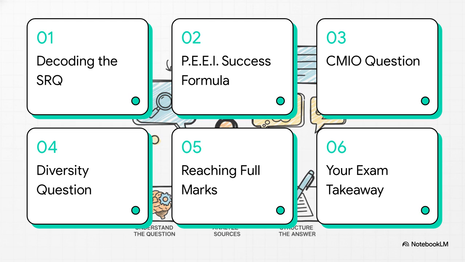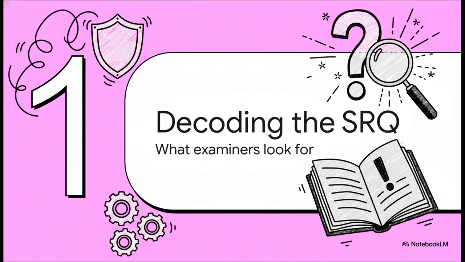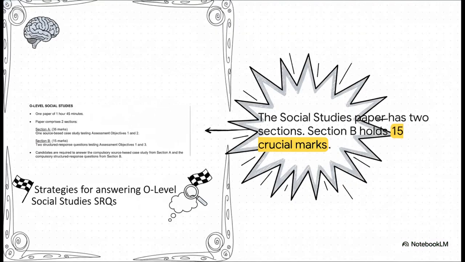Let's do it. First things first, before you can win any game, you've got to know the rules, right? It's the same with exams. So let's pull back the curtain and figure out what the examiners are really looking for when they write these questions. You know the paper has 2 main parts. We're zeroing in on Section B because it holds 15 absolutely crucial marks. Think about it. That's 2 compulsory questions that can make a massive difference to your final grade. Mastering this section is not optional if you're aiming high.